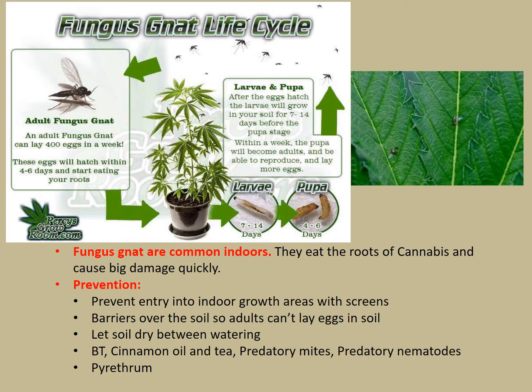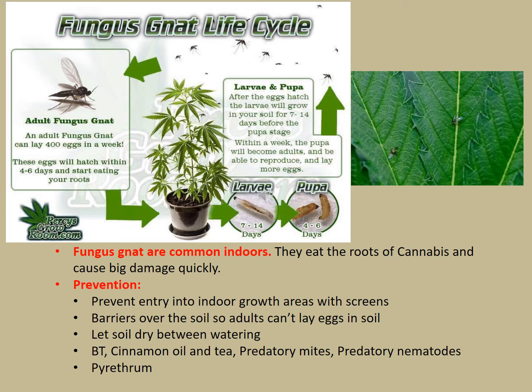Some of the ways to prevent that is to prevent entry into the indoor growth areas with screens so you don't get the fungus gnats entering and infesting your cannabis plants inside. Keep some kind of barrier so the adults can't fly in and lay eggs in the soil. You can also put barriers over the soil so the adults can't lay eggs in that soil. Letting the soil dry out between waterings of the cannabis plants will help some of those eggs get desiccated too and just become inviable.